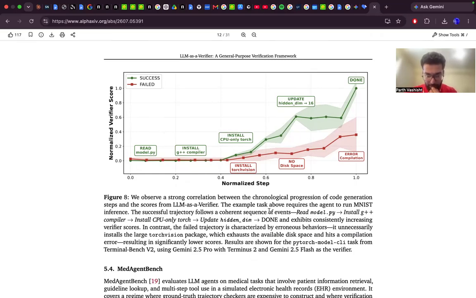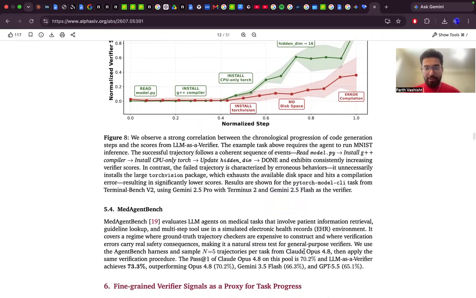Okay. The example task above requires the agent to run MNIST inference. The successful trajectory follows a coherent sequence of events where we read the model, we install CPU-only torch, and we update hidden dimensions, and this exhibits consistently increasing verifier scores. In contrast, the failed trajectory is characterized by erroneous behaviors and it unnecessarily installs a large torchvision package. So there's optimization definitely over here, and I think it's also part of something that SWE-bench covers.